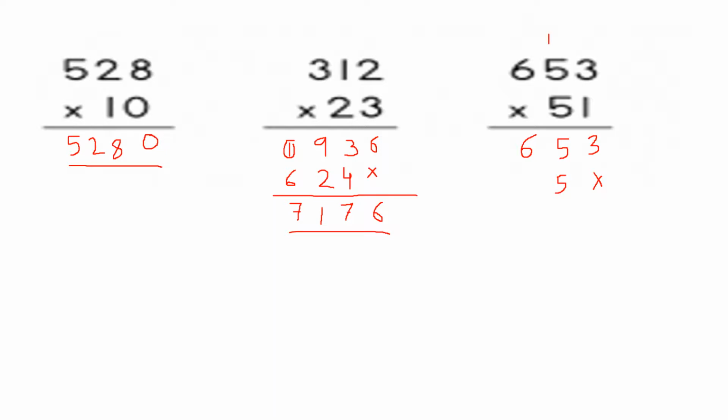Then 5 fives are 25 plus 1 is 26. So 6 here, 2 carry here. 5 sixes are 30 plus 2 carry is 32.